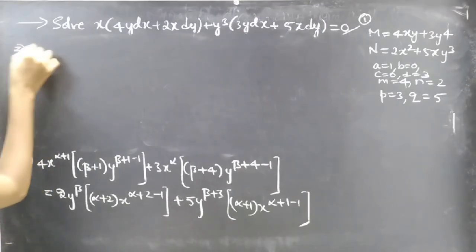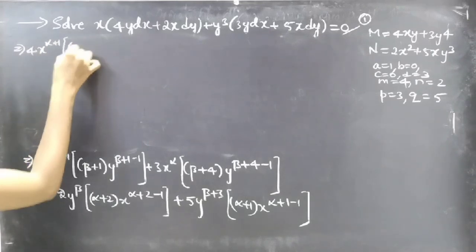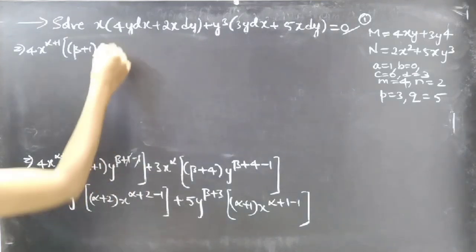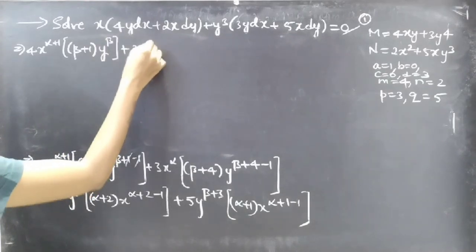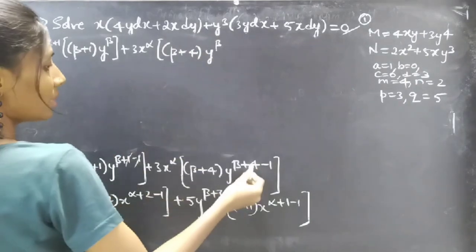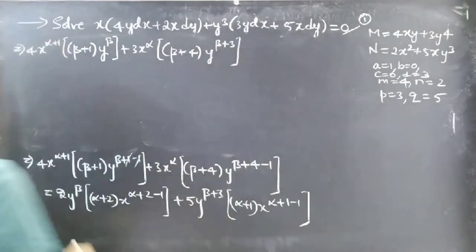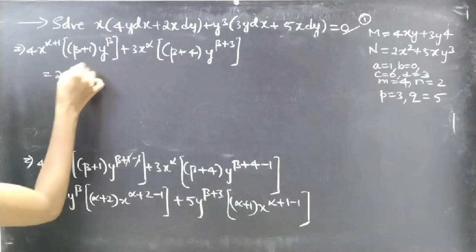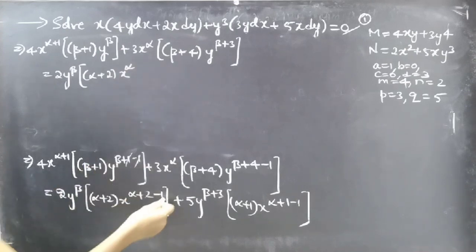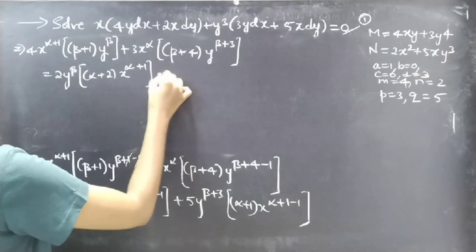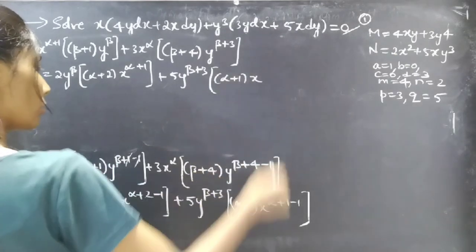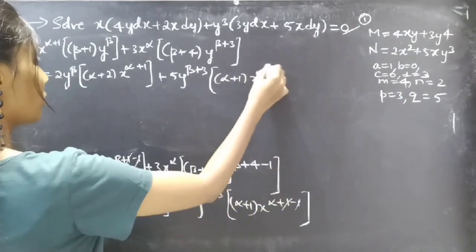This gives us 4x^(α+1) into (β+1) into y^(β+1-1), which gets cancelled, you will get y^β, plus 3x^α into (β+4) into y^(β+4-1) is y^(β+3), equal to 2y^β into (α+2) into x^(α+2-1) is x^(α+1), plus 5y^(β+3) into (α+1) into x^(α+1-1), which gets cancelled, and you'll get x^α, right?